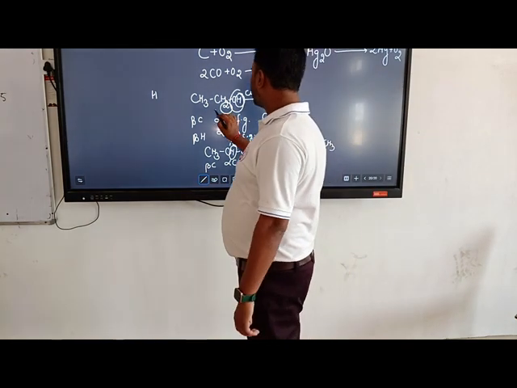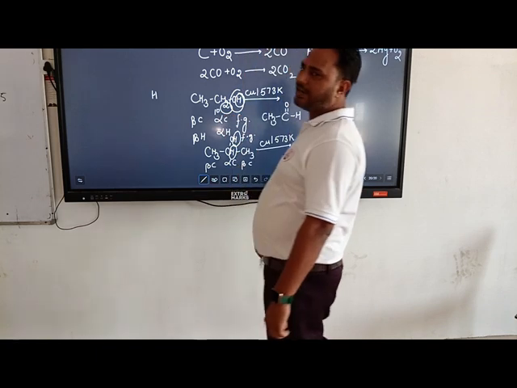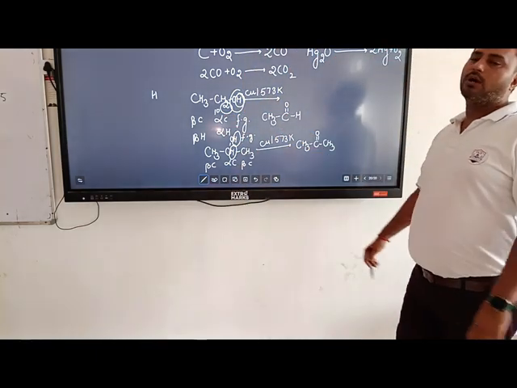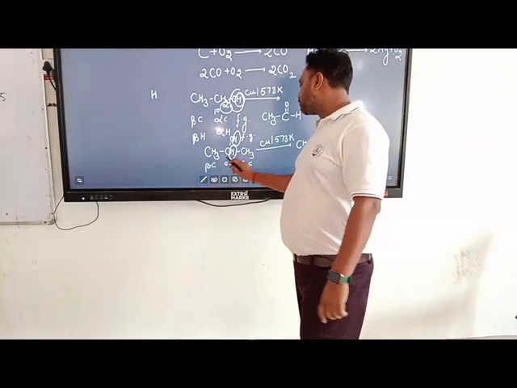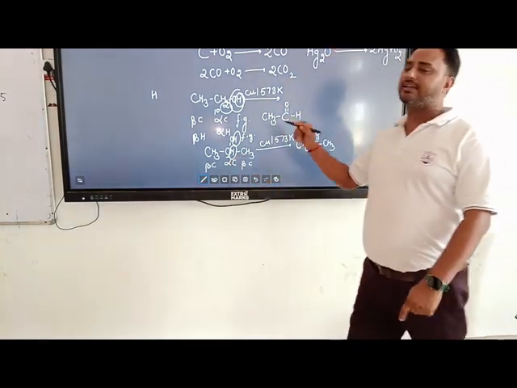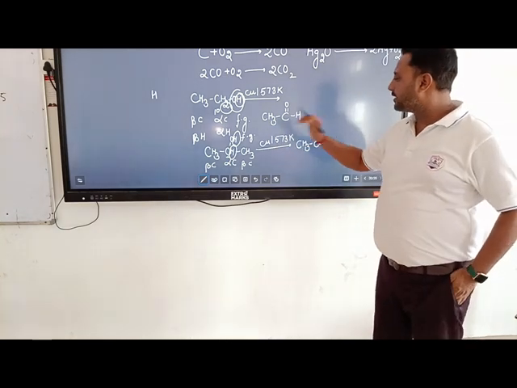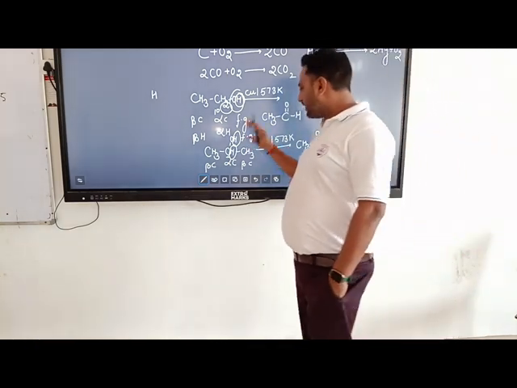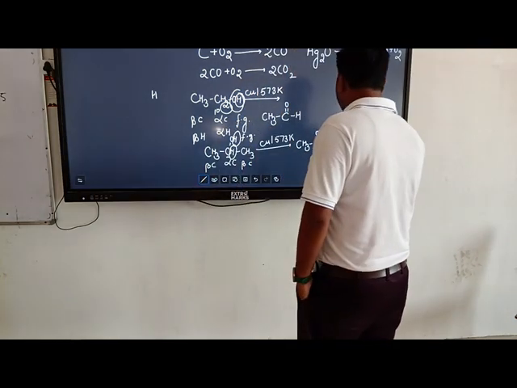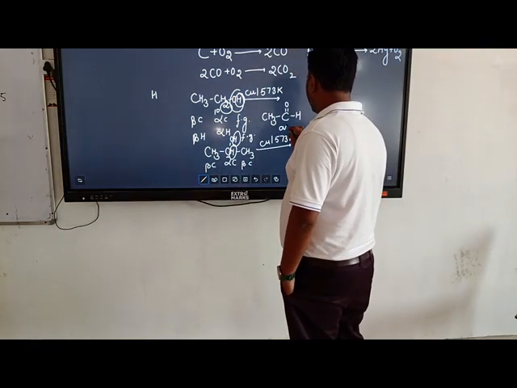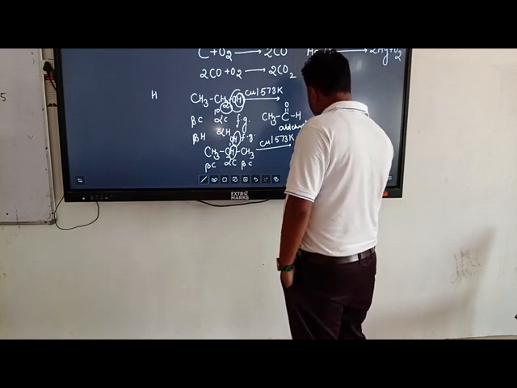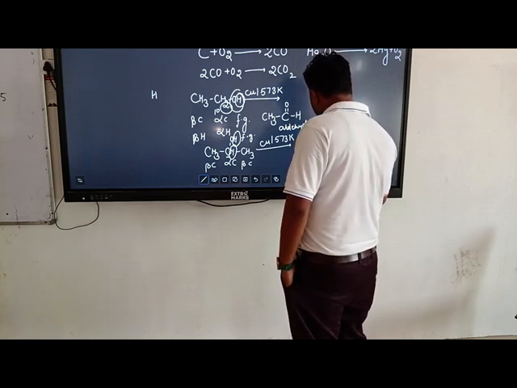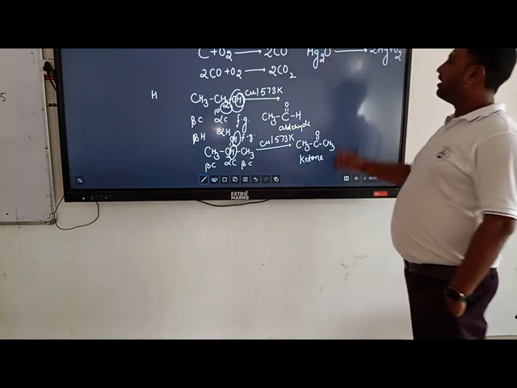So students, this is the 1 degree carbon on which O is added. So it is the 1 degree alcohol and its oxidation will give the aldehyde. And it is 2 degree carbon, so OH is attached with the 2 degree carbon. So it is a 2 degree alcohol and oxidation of 2 degree alcohol will give the ketone. So it is the aldehyde and it is the ketone. Okay, so it is the oxidation.